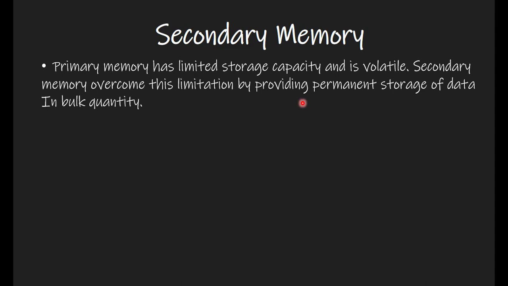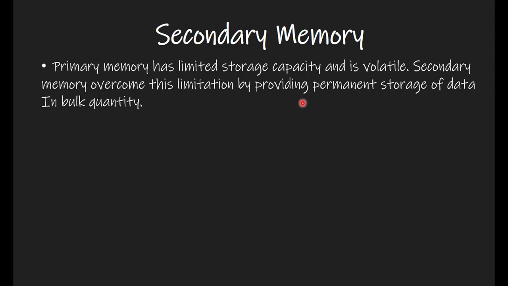What we have seen is that our primary memory has limited storage capacity and is volatile. Like our RAM is volatile. As soon as the power is turned off, all the content of the RAM is lost, and also the size of RAM is very limited. In modern computers, RAM ranges from 4 GB and goes up to 16 GB or 32 GB, but it is very small.